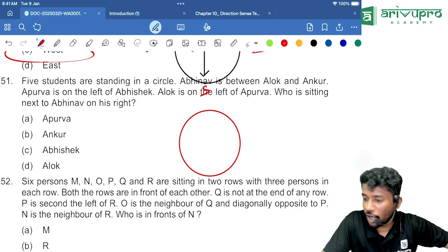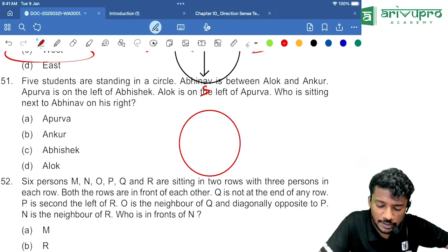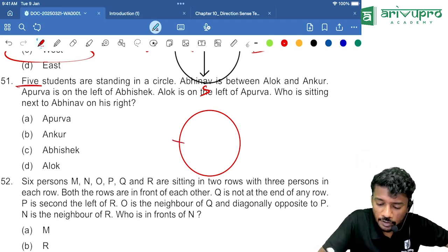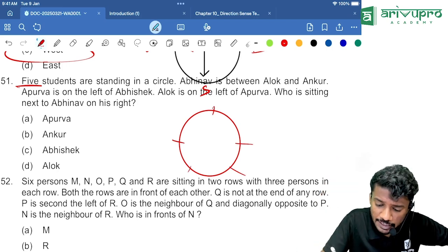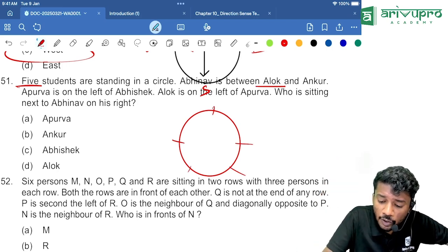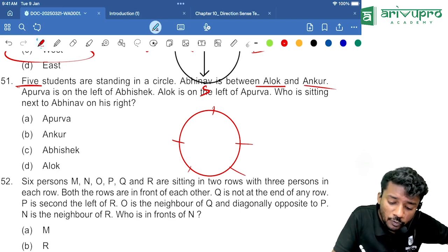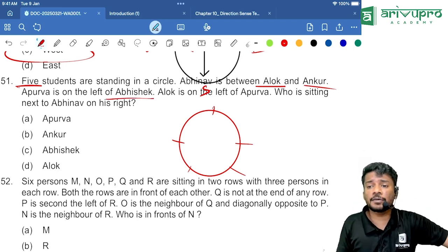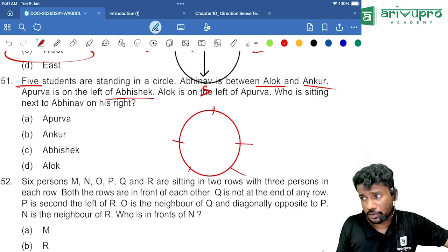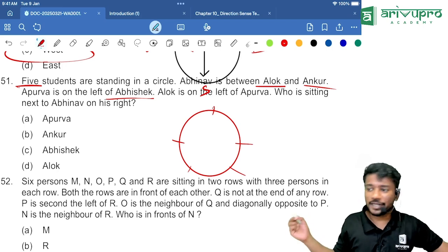How will you solve this? How many people are there in total? 5 people are there, correct? 1, 2, 3, 4, 5. Let it be like that. They are telling Abhinav is sitting between Alok and Ankur. Apurva is on the left of Abhishek. Left of Abhishek means immediate left. We don't know whether it is immediate left or not.